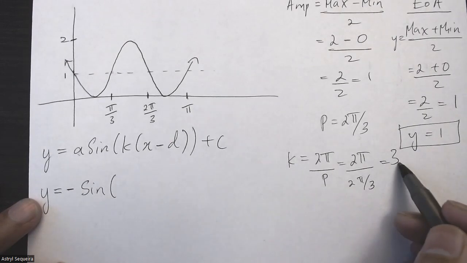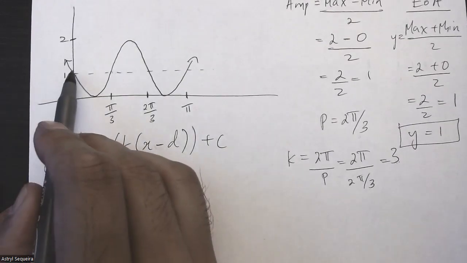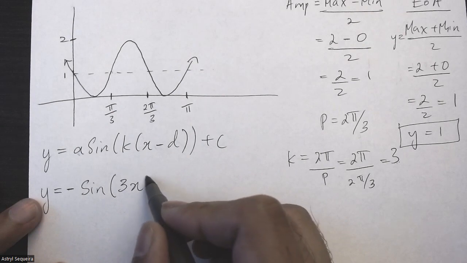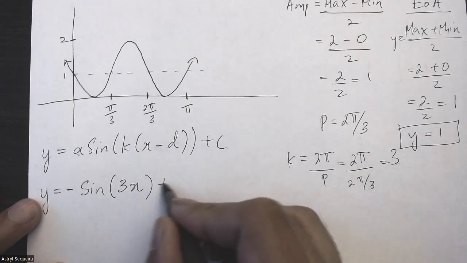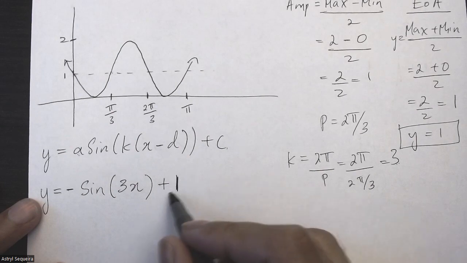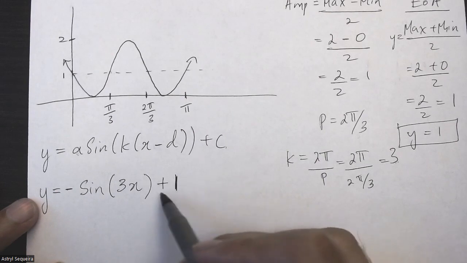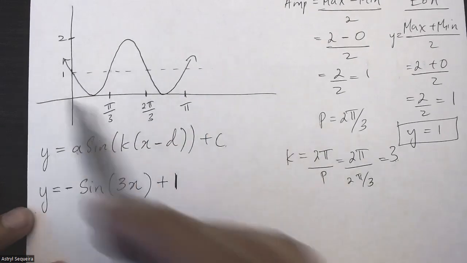My k value I found to be 3. There's no phase shift because remember, I'm starting right here at the y-axis. And then my c value is my equation of axis, which is also 1, so plus 1. You have to write this because when you're multiplying by a 1, you don't have to write it, but when you're adding a 1, you have to write it as well. So that's the equation for this function.